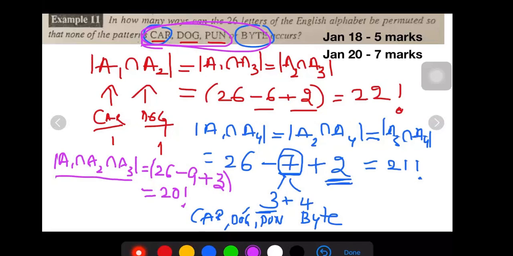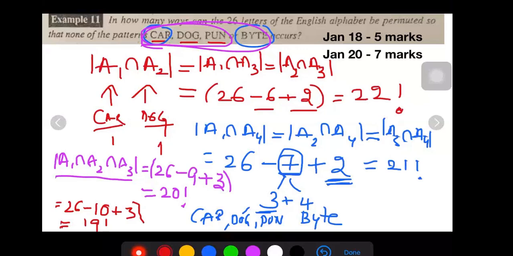Then the intersection of A1, A2 and A4, and other combinations. If you take any 2 from this and 1 from this, it will become an intersection of 3 sets. So those combinations will result in 26 totally minus 10 characters, because from these two, 4, there are 3, no? So 4 plus 6 becomes 10. Plus include 3 words as separate patterns. It becomes 19 factorial. That is with respect to 3 sets which have different sizes.